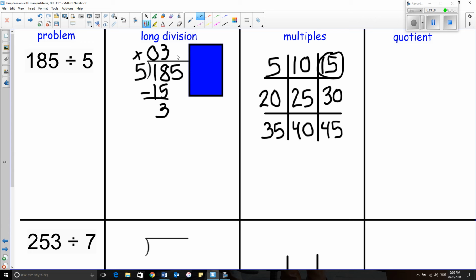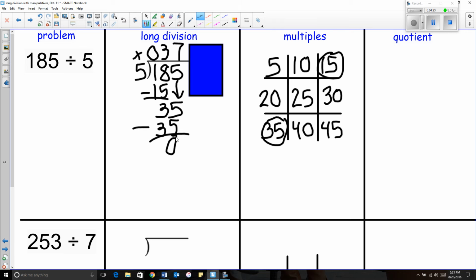There has to be a number in the quotient for every digit in the dividend. So I'm going to go ahead and drop that down. And it becomes 35. Now, if I look at this chart here, 5, 10, 15, 20, 25, 30, 35 is right here in the 7th box. So I'm going to say, okay, it's box 7. That means 7 groups. I'm going to go ahead and take away 35, and I'm left with nothing.